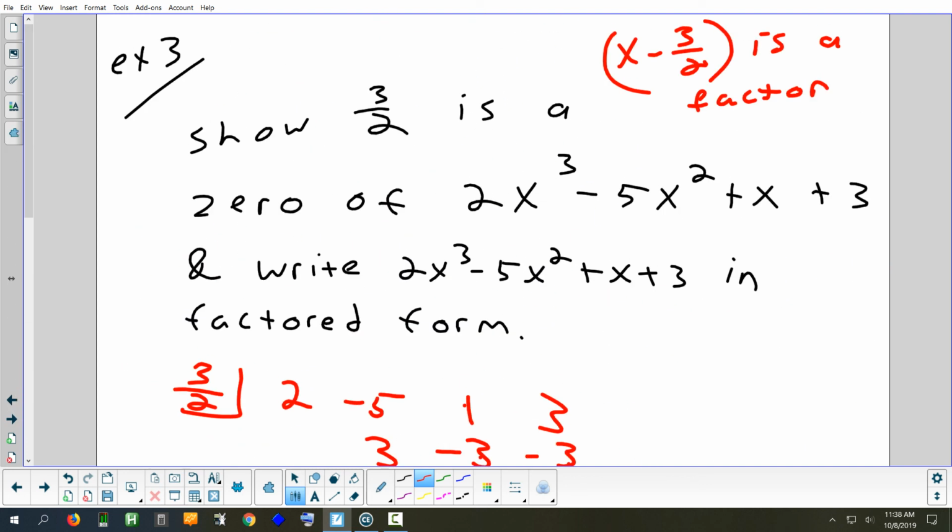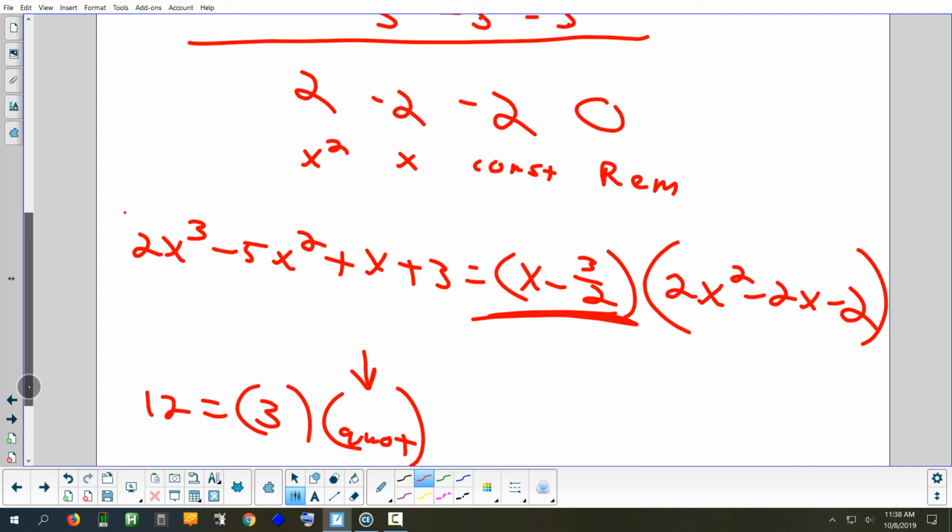So we did the first part. We showed that this was a root by showing this was a factor. And then the last part they said was to factor this. Factor just means write it as something times something. And I've done that. If you wanted to FOIL all this out, you should get that back. Okay, that's it.